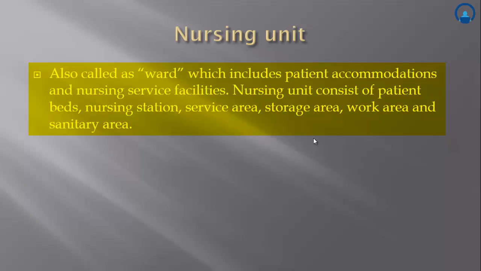The nursing unit will consist of patient beds. It will consist of a nursing station where the nurses can sit. It will consist of a service area where the nurses can move around or do the procedures on the patient. It will consist of a storage area where the linen, the drugs and the files can be kept. It would also consist of a work area and sanitary area. The work area is where they can do the procedures, and the sanitary area is where there would be toilets and washrooms. So all that is included in a nursing unit.